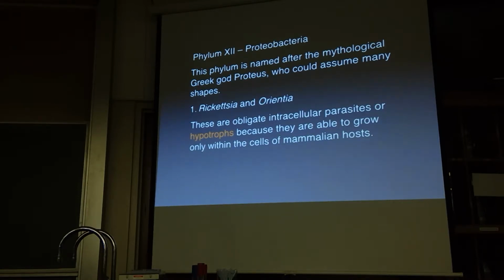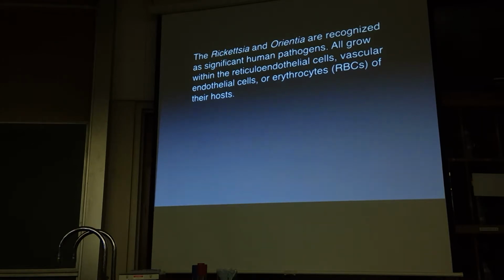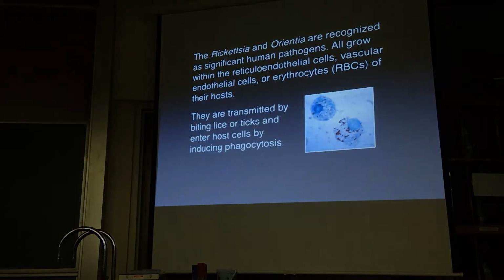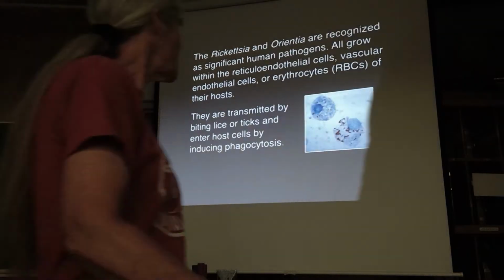They get into mammalian hosts. So they grow in specific types of cells, the reticuloendothelial cells, which are in lymphatic tissue, also the vascular endothelial cells, which line the blood vessels, and in erythrocytes. They're transmitted typically by biting arthropods, not necessarily insects, because usually lice or ticks. And apparently what they do is cause the human cells to take them in through endocytosis. It would be phagocytosis because they're cellular in size.